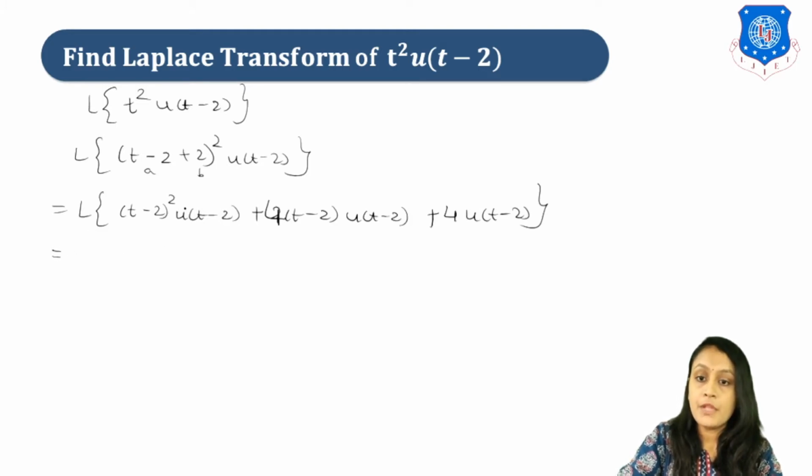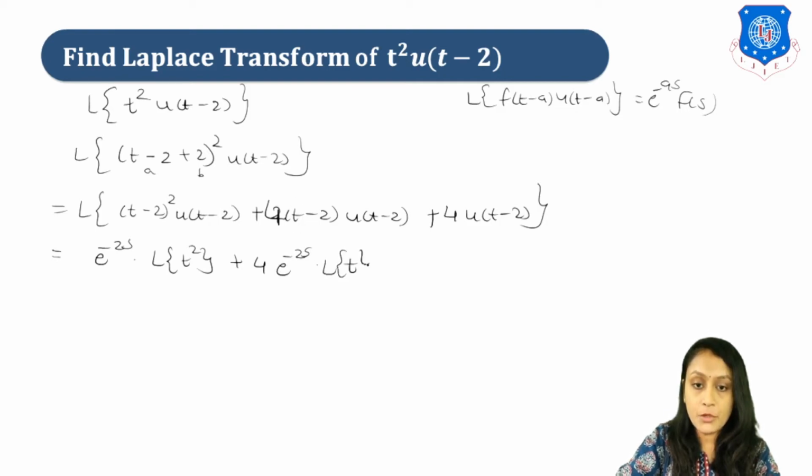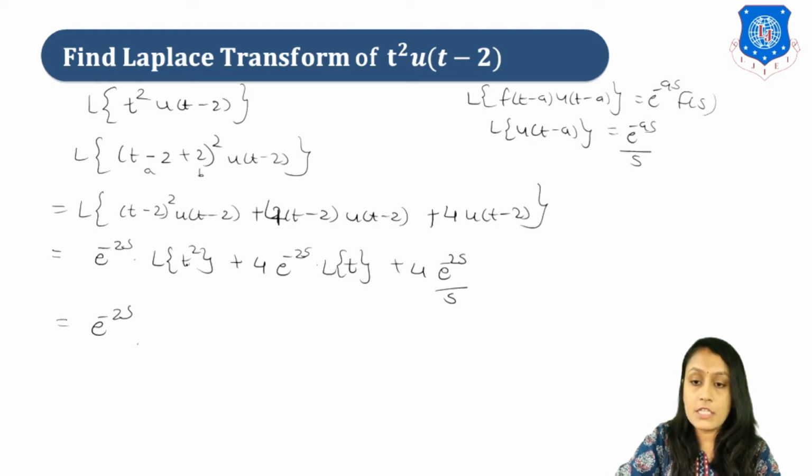This is the term. Now we apply the formula that the Laplace transform of f(t minus a) u(t minus a) is e raised to minus as F(s). We'll use this formula again, and a is 2, so we get e raised to minus 2s into the Laplace transform of t square, where f(t) is t square. Plus 4 as it is. From this we get e raised to minus 2s into the Laplace transform of only t, and 4. Now we know the Laplace transform of u(t minus a) is e raised to minus as upon s, so we use this formula: e raised to minus 2s upon s. Now just simplify this. So the Laplace transform of t square is what?